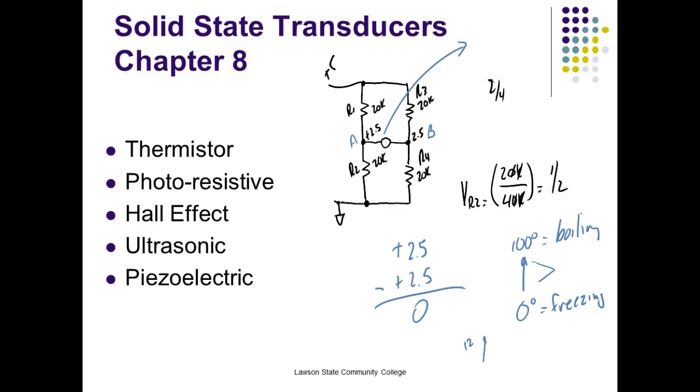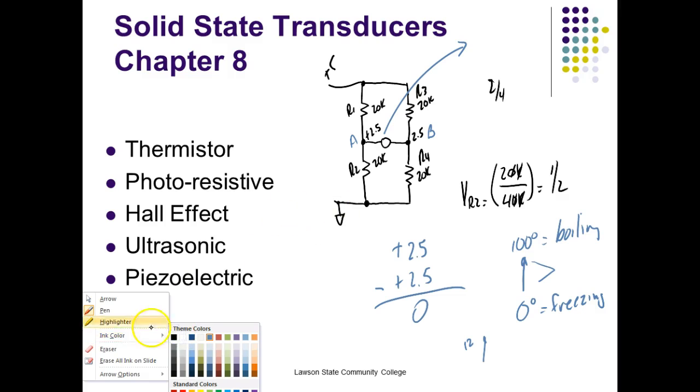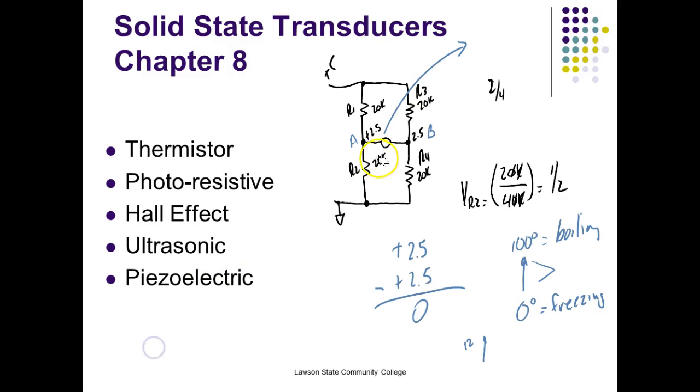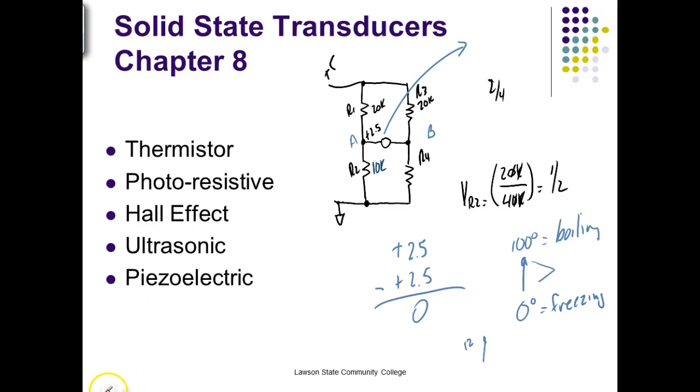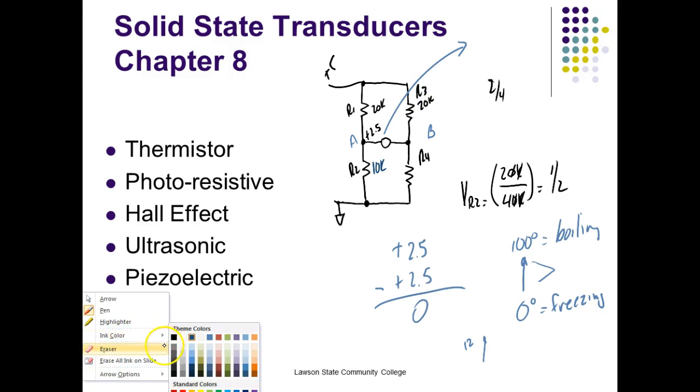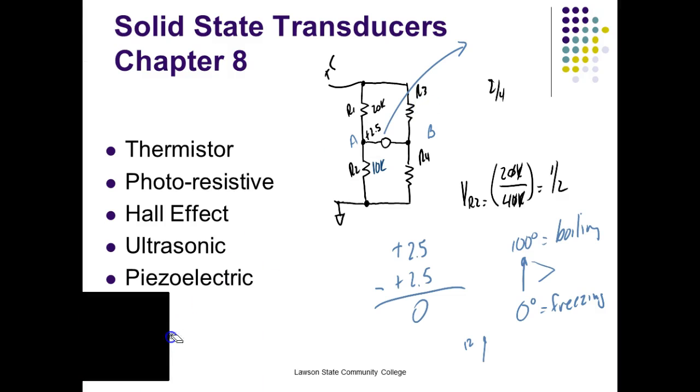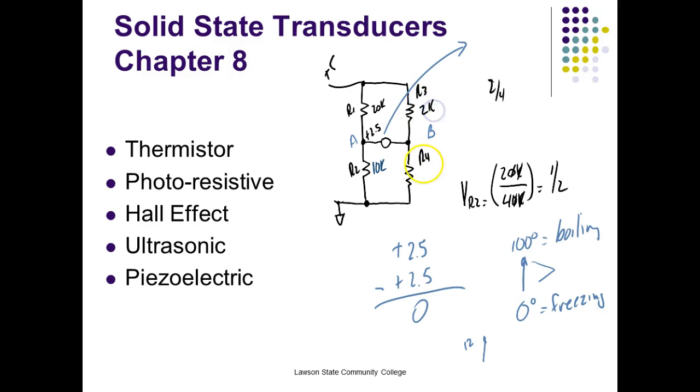So let's talk about the centigrade scale. What I could do, if I came over here and changed this right here, I can change these resistors to whatever I want to. So let's leave that 20K over here, and let's make this a 10K right there. And I'll come up here and make this a 2K, and down here I'll make this a 1K. What's the voltage drop going to be?